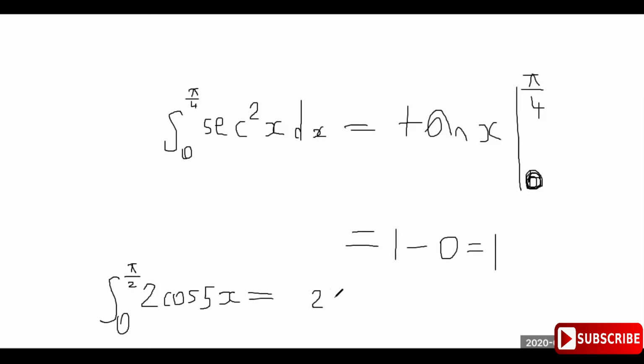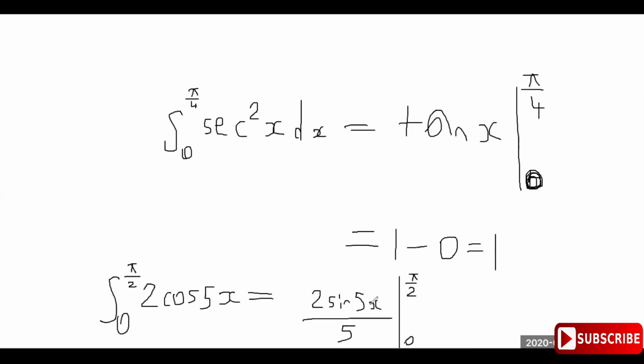So it's not just sine. For this case, it's 2 sine 5x, divided by 5. Very good. And we're going from 0 to pi over 2. Pi over 2 is 90 degrees. What's the sine of 90?